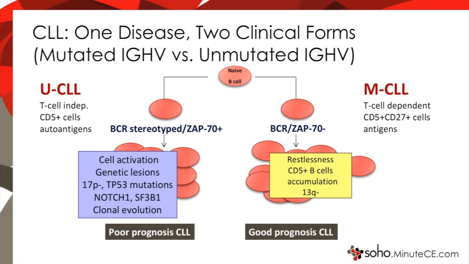In the case that the IGHV genes are mutated, then the cells do not suffer genomic instability. The cells only accumulate slowly and there are no poor genetic features. Actually, deletion 13q, which is a good prognostic marker, predominates in mutated CLL. Unmutated CLL has very poor prognosis, whereas mutated CLL has an excellent outcome.